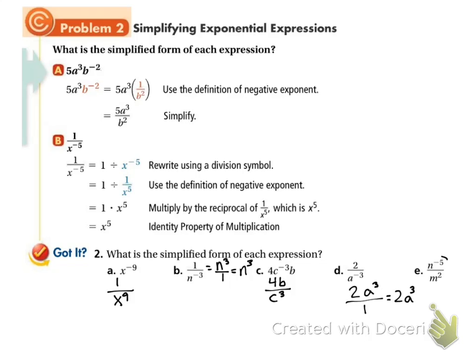And then e, our negative exponent, is the one that needs to be moving. So n to the negative 5 needs to move. So m squared stays on the bottom, and we need to move the n to the negative 5 down. So we get m squared n to the 5th.